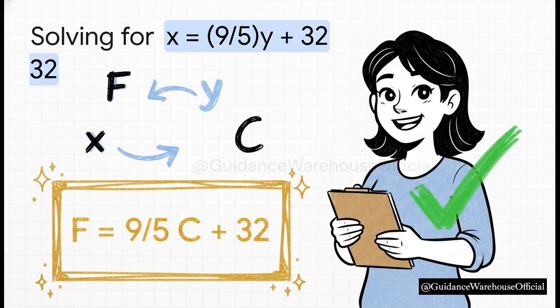And for the grand finale, we swap the variables back. Y becomes C again, and x becomes F. And just like that, we have it. Fahrenheit equals 9/5 Celsius plus 32. Betty's new, super efficient formula.